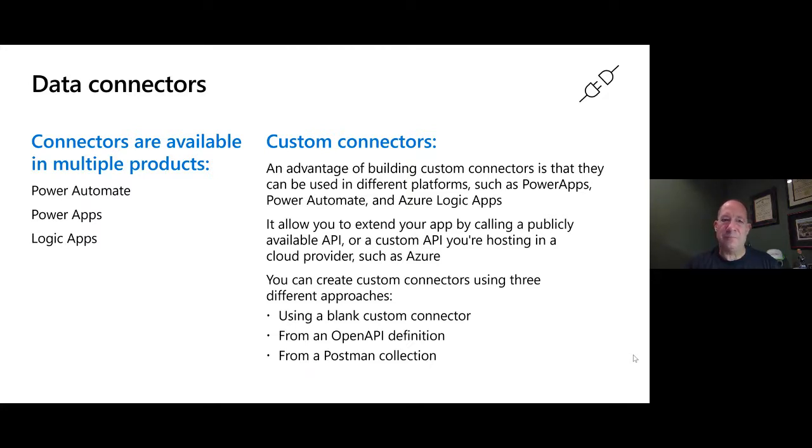With that said, you do have the ability to build custom connectors. And custom connectors allow you to extend your app by calling a publicly available API or a custom API you're hosting in a cloud provider. Data connectors work by sending information back and forth across these APIs and gathering available functions for Power Apps and Power Automate.